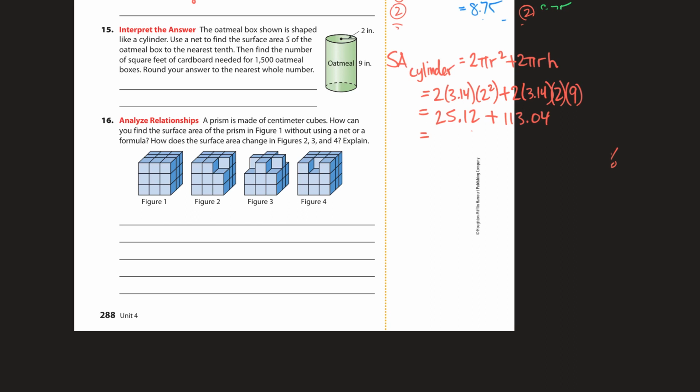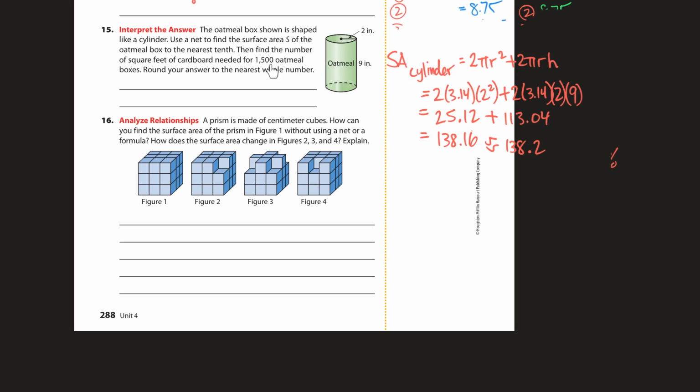So what I'm going to do is add these up. If I round what this is, 113.6, 138.16, and I have to round. Okay, here they're saying right here, round to the nearest tenth. So I have to round this number to the nearest tenth, which is about 138.2.